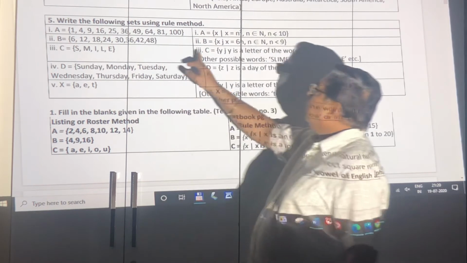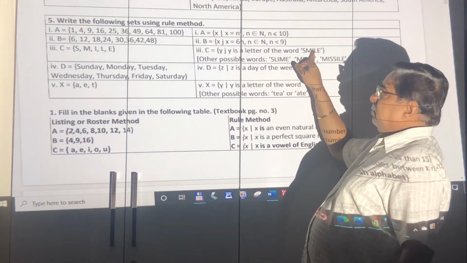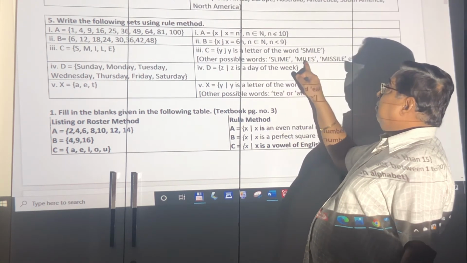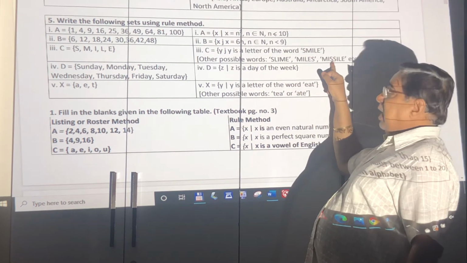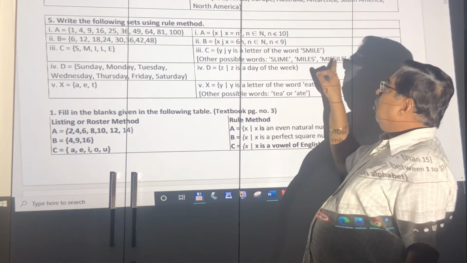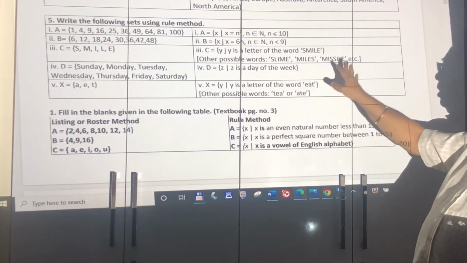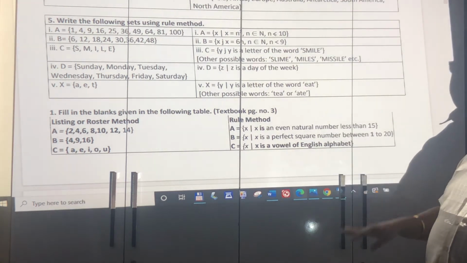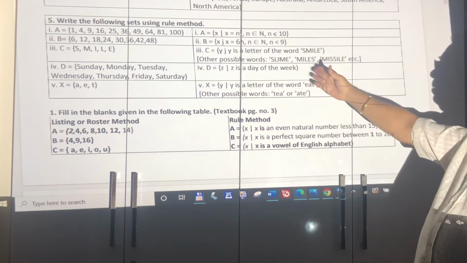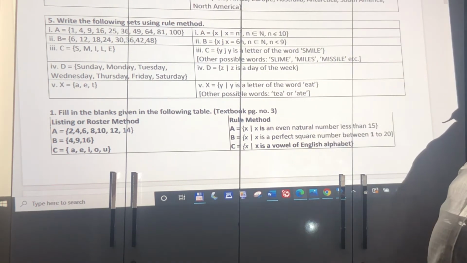Smile. C has members y such that y is a letter of the word smile. Okay, you can have slime also as the correct answer. You can have miles also as the correct answer. You can have missile also as the correct answer, my friends. Write only one. Don't show off your knowledge. All will have the same answer. There are many possible. So he wrote smile. You write slime, nobody can mark you wrong. You write miles, nobody can mark you wrong. You write missile, still the elements are those of SMILE.